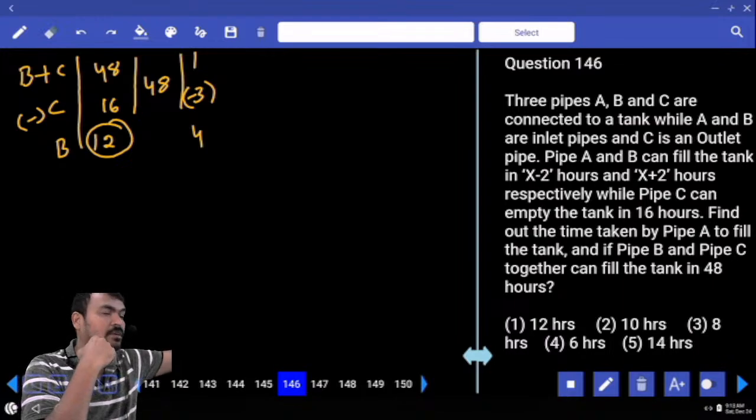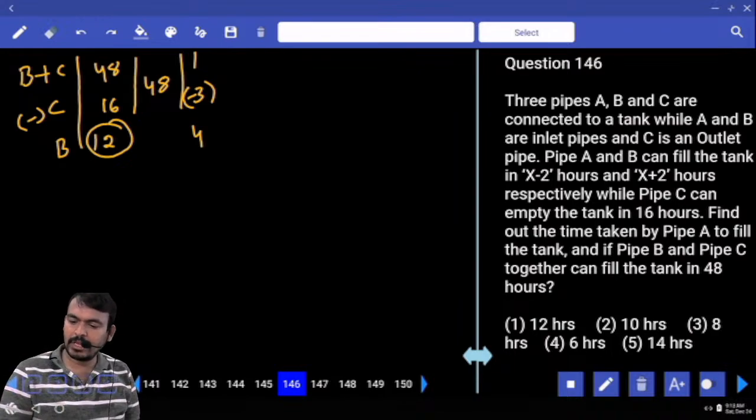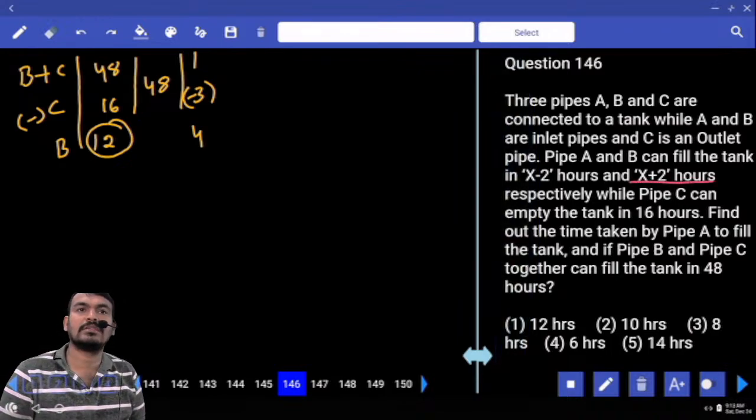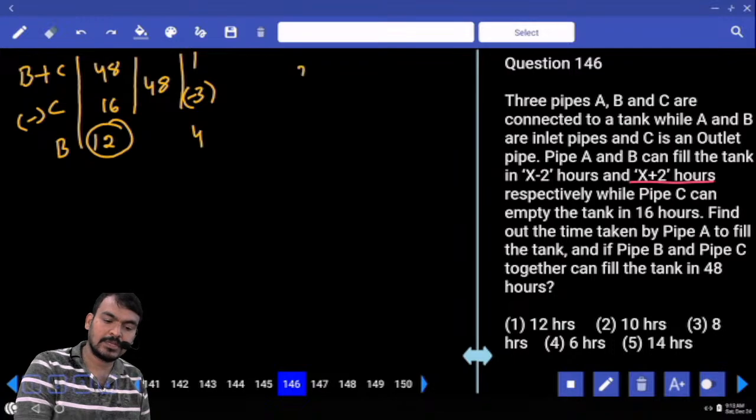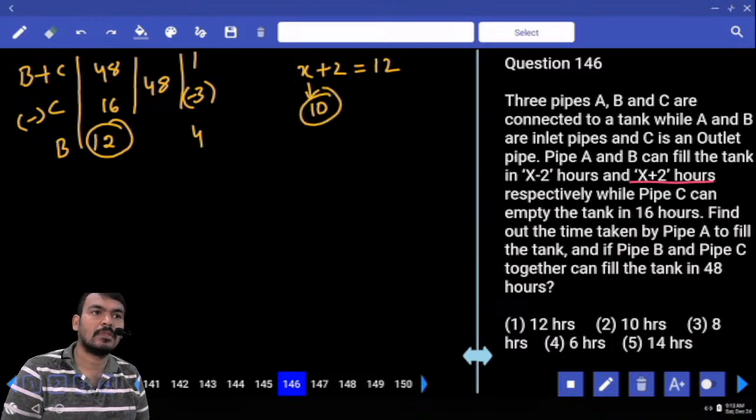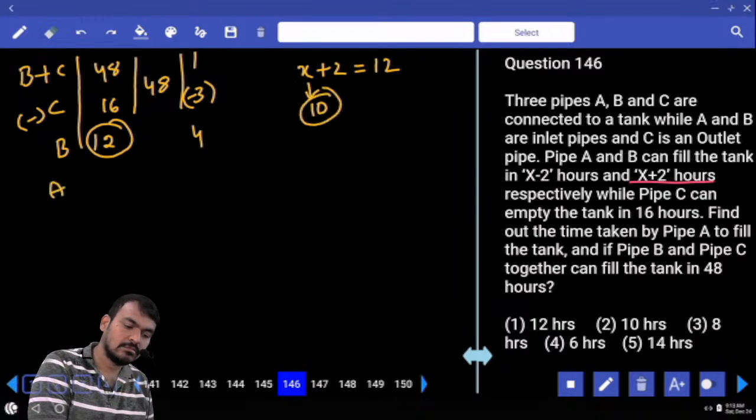What is the total work? 48. What is the B efficiency? 4. 48 by 4 is 12. B time is how much? 12. What is the B time given? X plus 2 or X? X plus 2. X plus 2 equals 12, means X value is 10, or not? Okay. Then A value is 8, or not?